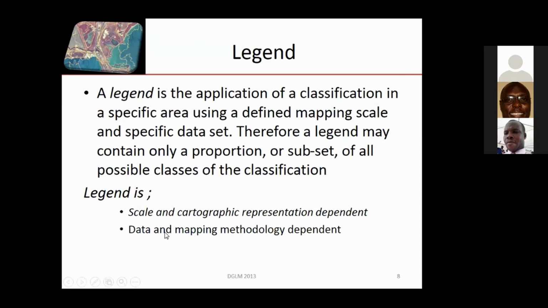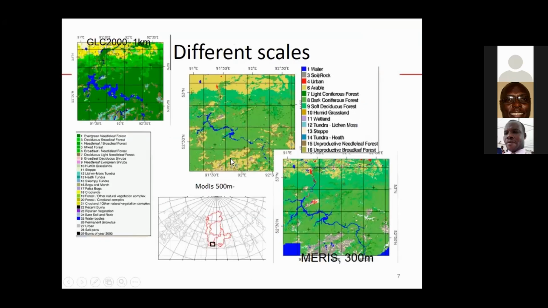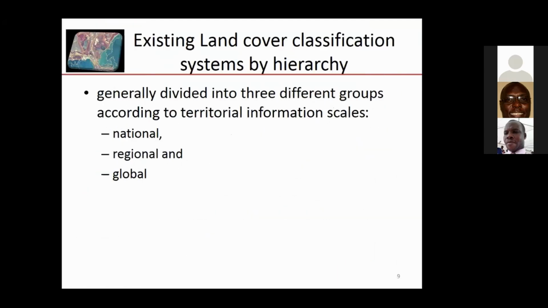Then also a legend is dependent on the data and methodology. So the way this legend will look will always depend on the data that you have as well as the mapping methodology. So we have various land cover classification systems. So of course you could be asking yourselves, why are we doing these land cover classification systems?